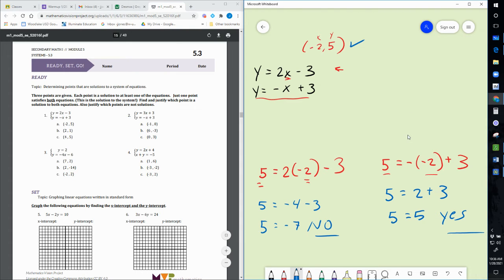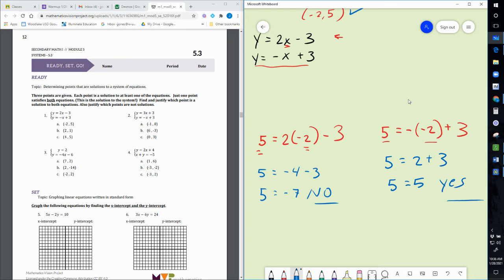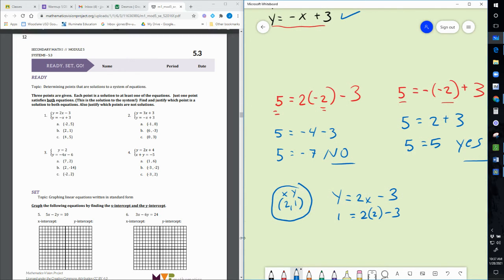So let's do the one that is the solution. Keep in mind the two equations up there. The next point we're going to check now is 2, 1. Test 2, 1 into each equation. Let's test the top equation first. Here's my x, here's my y. So y equals 2x minus 3. 1 equals 2 times 2, minus 3. Now we solve this and see if it fits. 1 equals 2 times 2 is 4 minus 3. 1 equals 1. Yes. So far we have a yes.